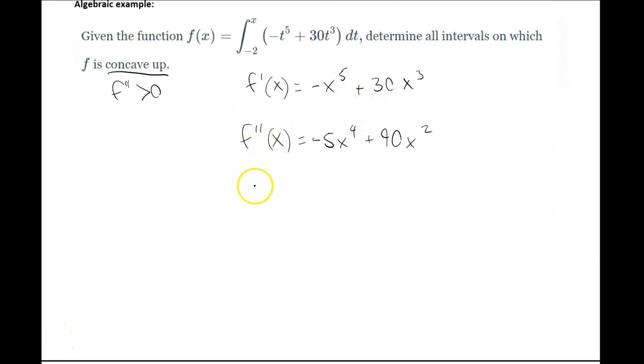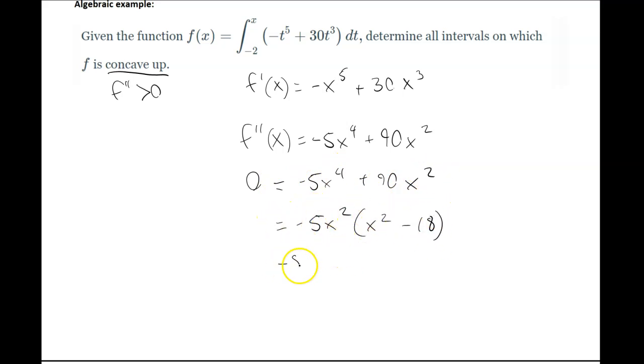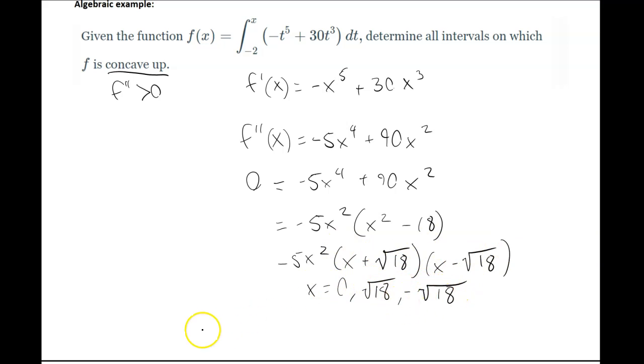I'm going to set my second derivative equal to 0 because I'm looking for a sign change, and those can only occur at 0. I'm going to factor out my negative 5x squared. And then this is one of those ugly ones where I say x plus the square root of 18. I'm going to use a difference of squares, even though 18 is not a nice square number. And then I'm going to make a sign chart.